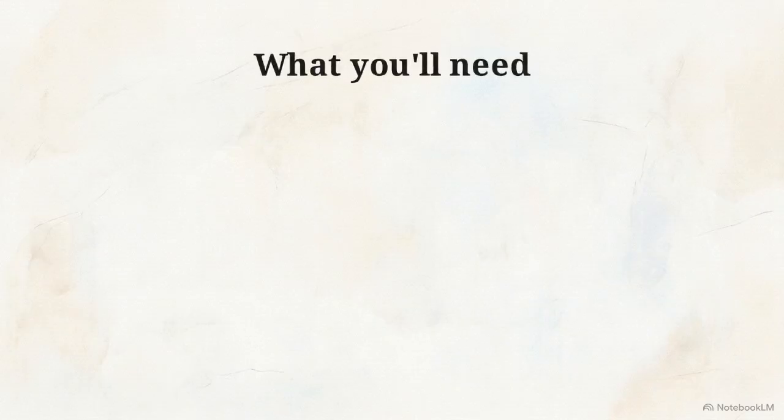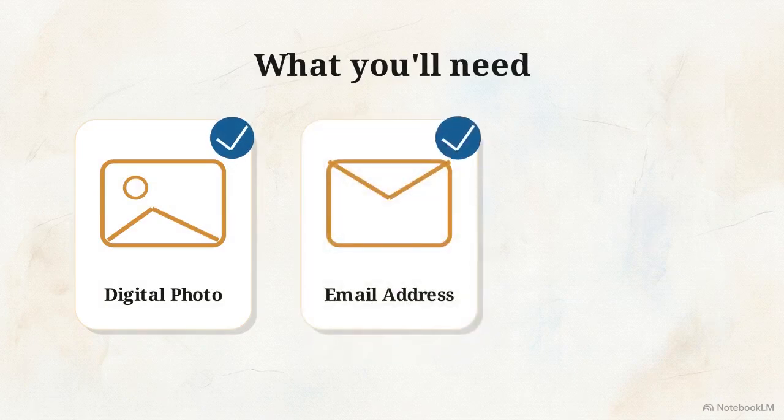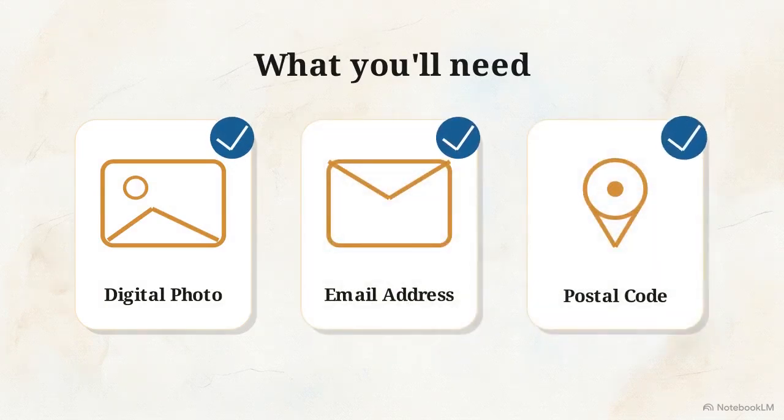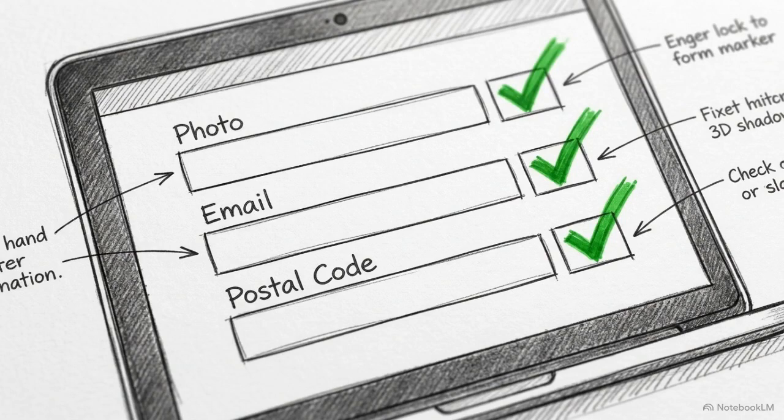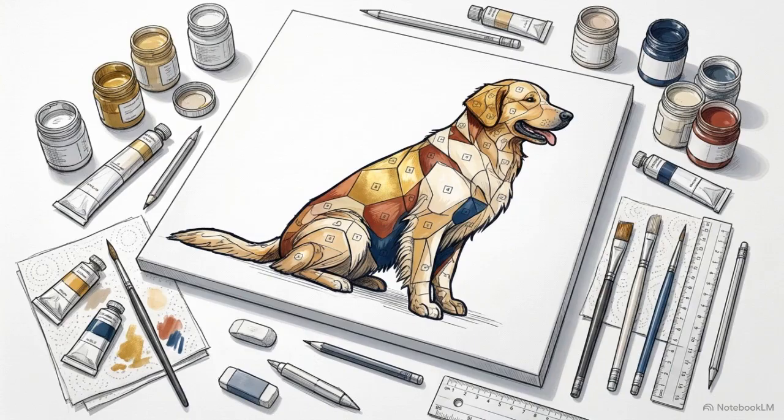To get started, you only need 3 things: a digital photo file, an active email address to receive your files, and your local postal code. Gathering these 3 specific inputs early removes friction from the process. It allows the system to smoothly bridge the gap between a digital memory stored on your phone and a physical activity ready for your kitchen table.